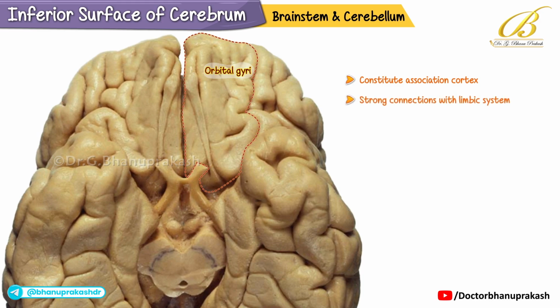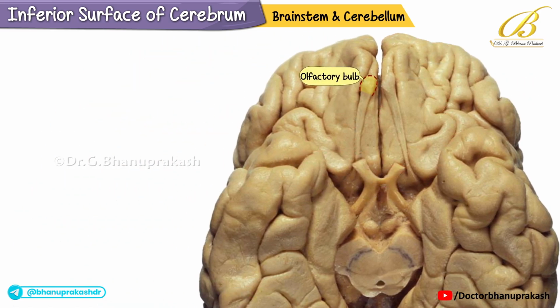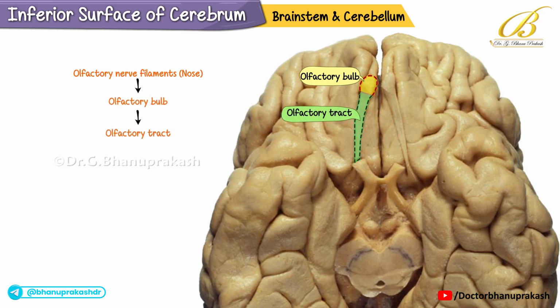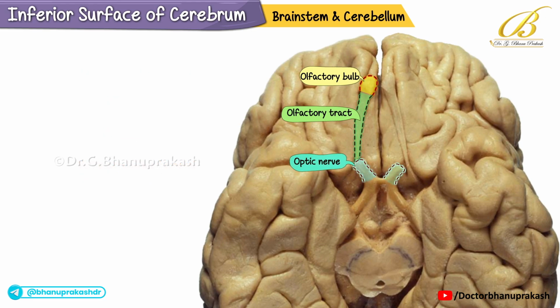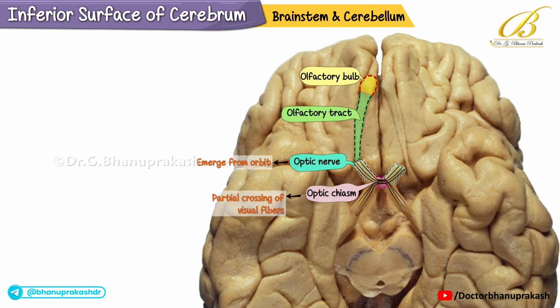In this view, the olfactory tract and optic nerve, along with the optic chiasm, can be seen. The olfactory bulb is the site where the olfactory nerve filaments from the nose terminate. Olfactory information is then carried in the olfactory tract to various cortical and subcortical areas of the temporal lobe. The optic nerves, cranial nerve 2, emerge from the orbit and continue to the optic chiasm, where there is a partial crossing of visual fibers.